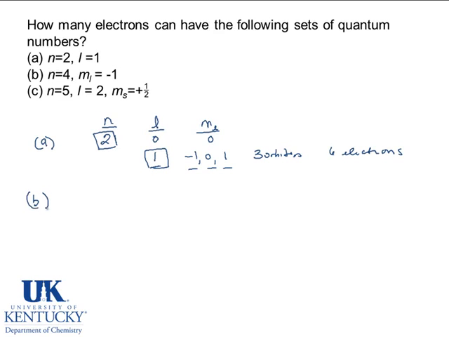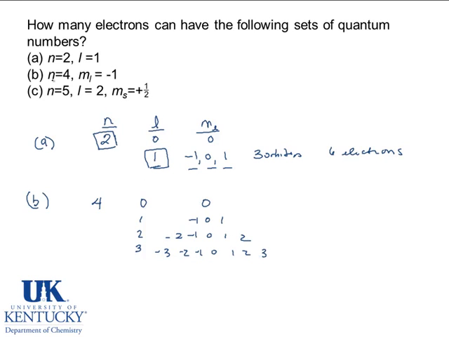The second one, n equals 4. Well, what possible L's do we have? We have 0, 1, 2, and 3. What m sub L's do we have? Well, when L is 0, m sub L is 0. When L is 1, m sub L is negative 1, 0, and 1. And we have negative 2, negative 1, 0, 1, and 2. And we have negative 3, negative 2, negative 1, 0, 1, 2, and 3.